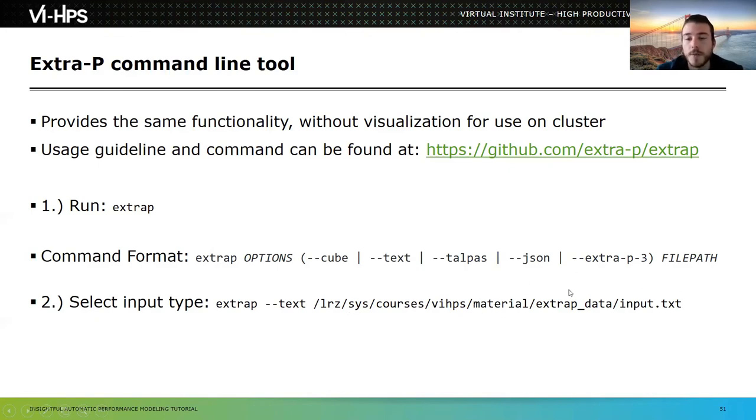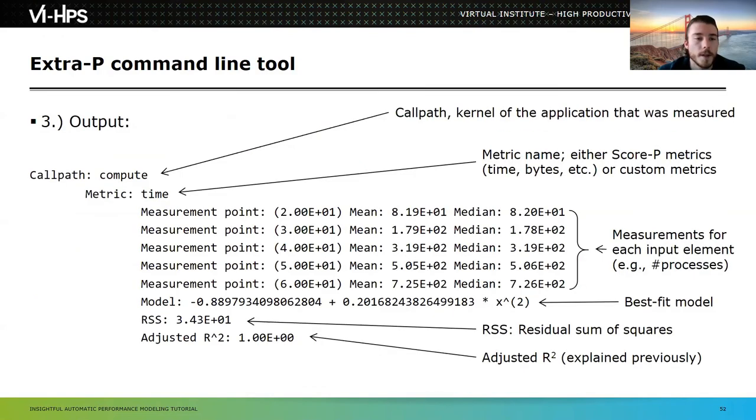And as I said before, we feature the input from Score-P. In this case, you have to use --cube to open cube performance profiles. And we also have, for example, a JSON-based input format if you prefer something like JSON over a text-based file format. And then the output. After running this command, Extra-P will print you the following output into the terminal.